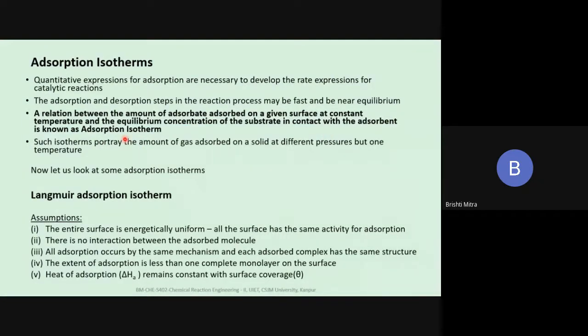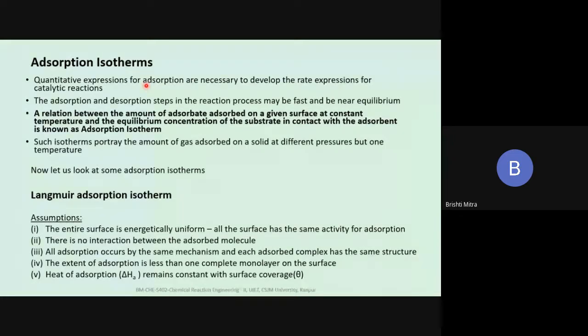You have already done adsorption isotherms in your mass transfer classes, and also people who have done the environmental course, you must have done that. If you remember, we had talked about the Freundlich isotherm, etc. Those are adsorption isotherms, where we have a relationship between the amount adsorbed and the equilibrium concentration on the substrate. And they are known as isotherms because this relationship is found for a particular constant temperature. So we need such quantitative expressions for adsorption when we are trying to develop the rate expressions for catalytic reactions. That's why we need to determine these adsorption isotherms.